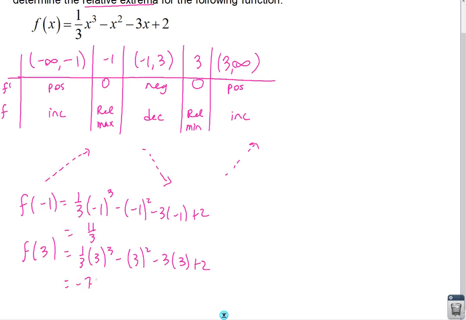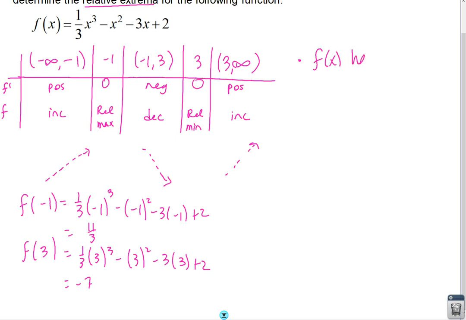So I know I have a relative maximum at -1, 11/3, and a relative minimum at 3, -7. Okay, so here's the write-up that we want to write.